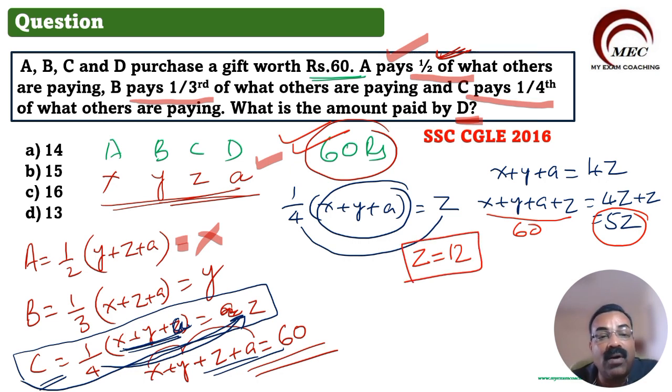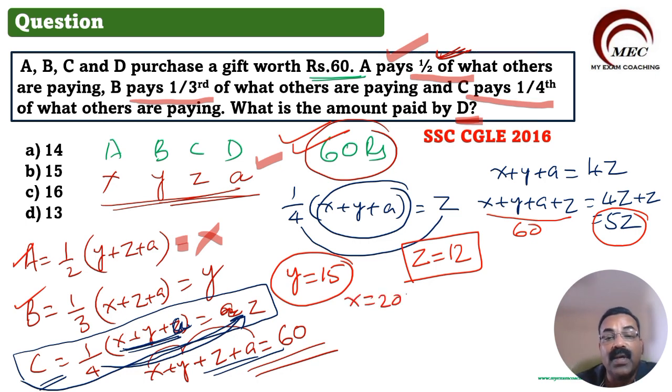Now when I got the value of z equal to 12, put it in equation 1 and 2, then we will get the value of y is equal to 15, and we will get the value of x is equal to 20. How am I getting it? I am not solving it now, I am leaving it for you. How will we get it? We got the value of z equal to 12. Put it in any one of these equations, so you will get the value of y and x.